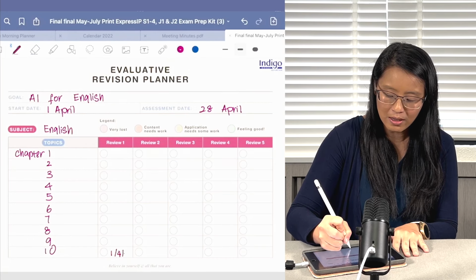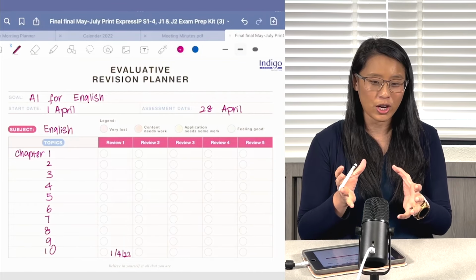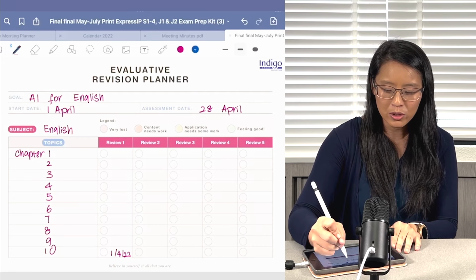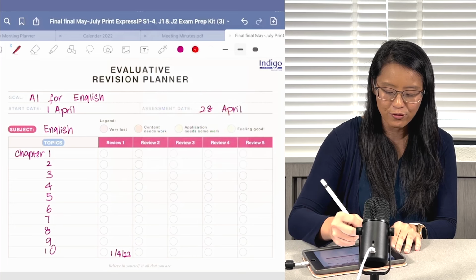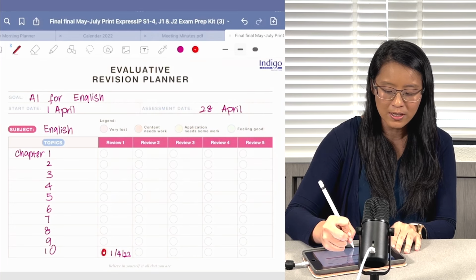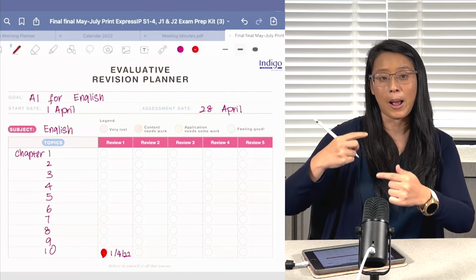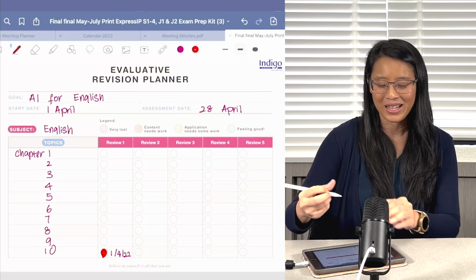So we'll state the date we've completed our revision. How did you feel about that revision on chapter 10? Not so good? No problem. We could color that red. That would mean that you feel very lost with this chapter. And this would indicate that you will need to come back to revise chapter 10 again the next round.